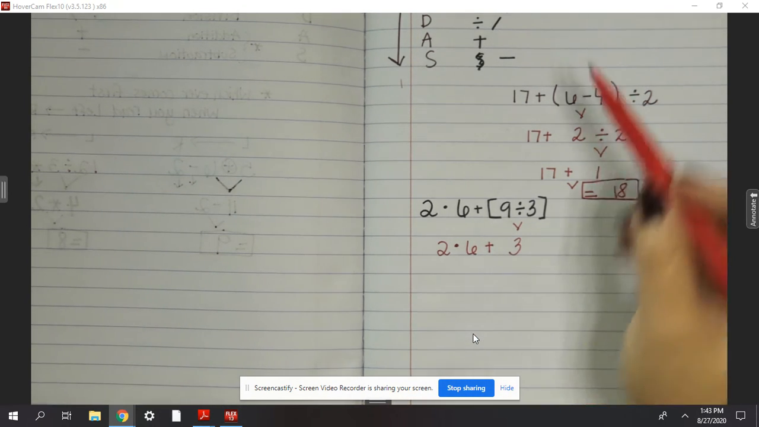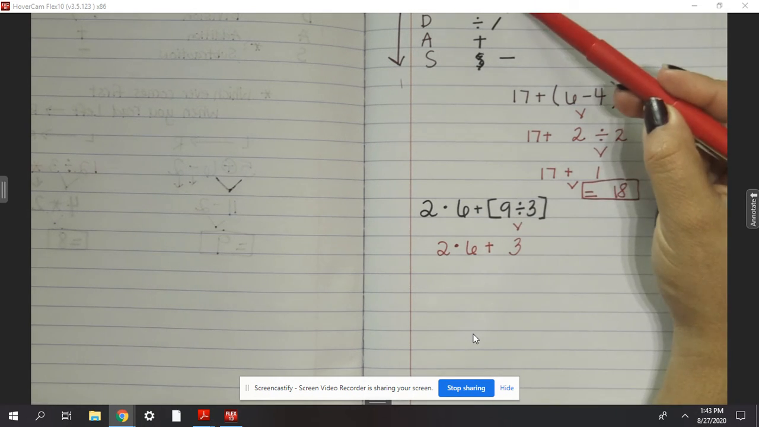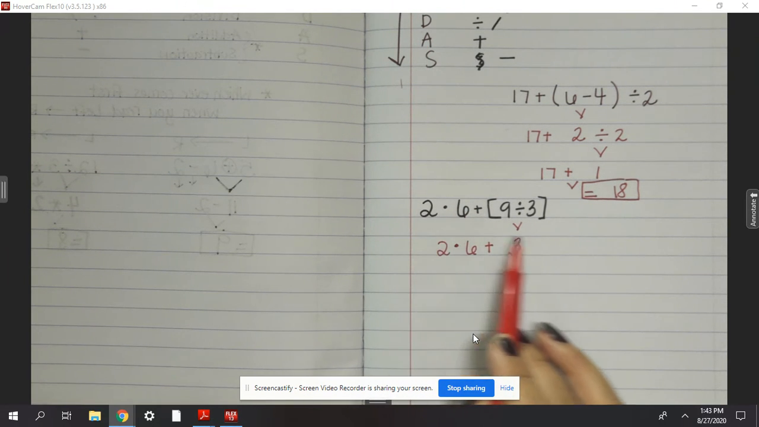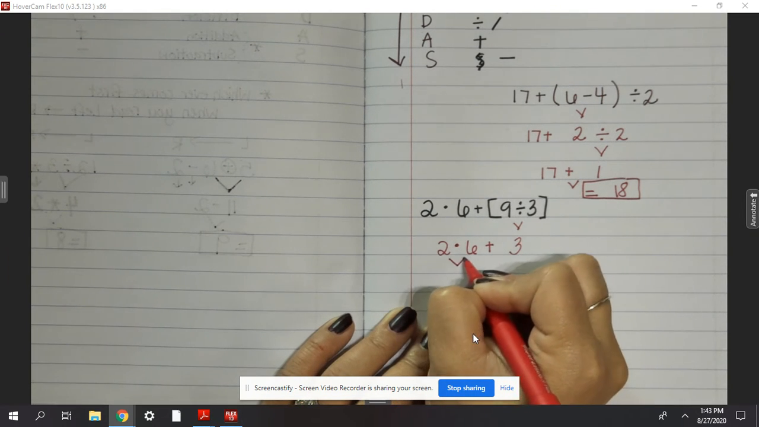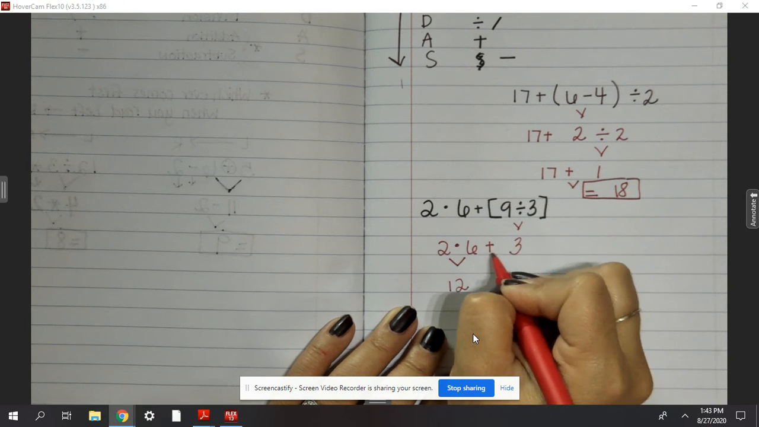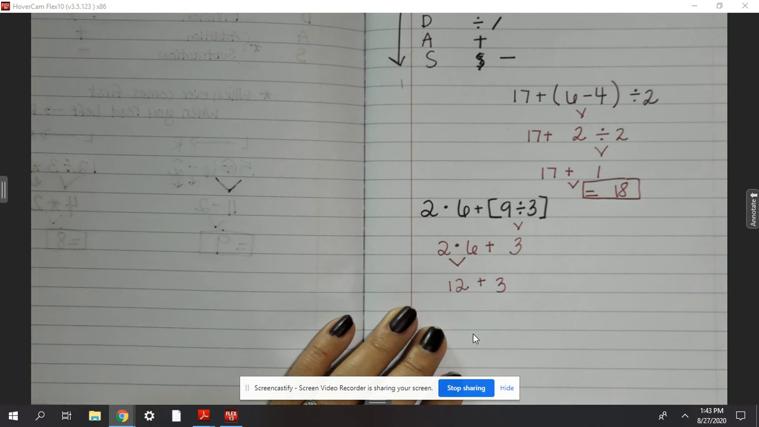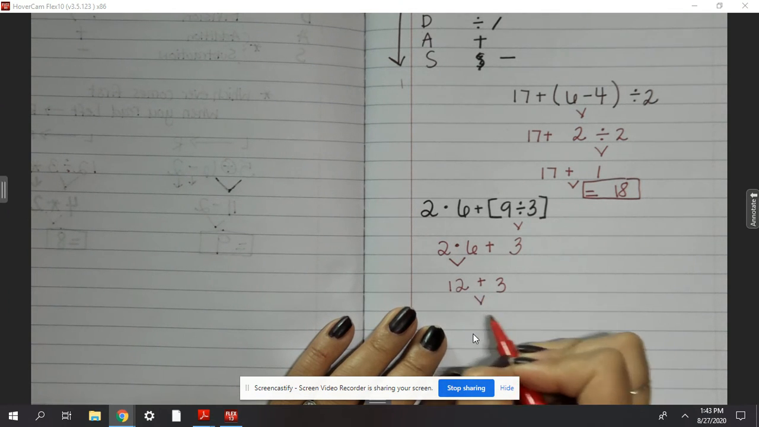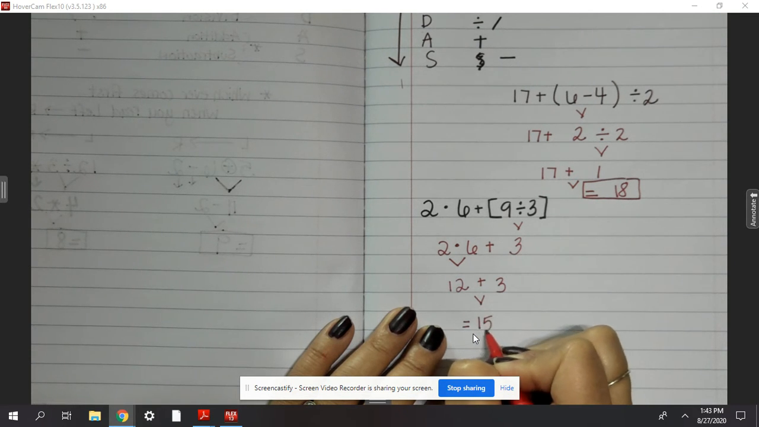So now I'm going to ask myself, okay, I did my grouping symbols. Do I have exponents? No. Do I have multiplication or division when I'm reading left to right? And I do. I have multiplication here. So here I have 2 times 6 is 12. Bring everything down that I didn't use, plus 3. Now, the last thing I have is 12 plus 3, so I'm going to solve that. 12 plus 3 is 15.